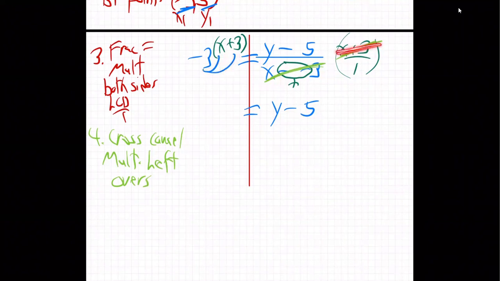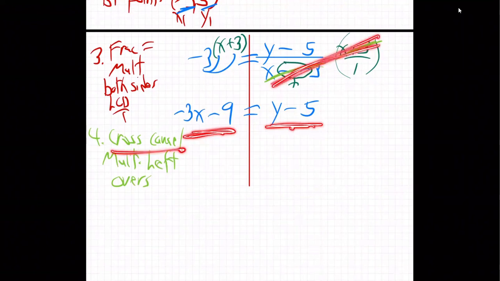Why? Well, because these are going to cancel out. Whenever you have top and bottom, they cancel out, don't they? So we're cross canceling those guys because we have them top and bottom. On the other side, we multiply, minus 3x minus 9. So we cross canceled on this side, multiplied on the other side.